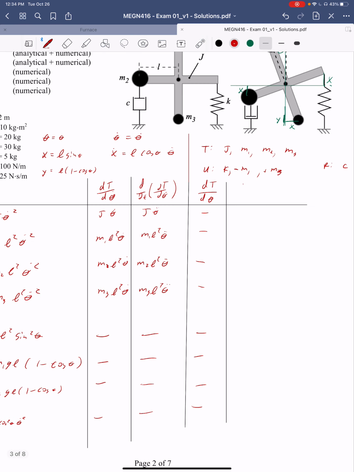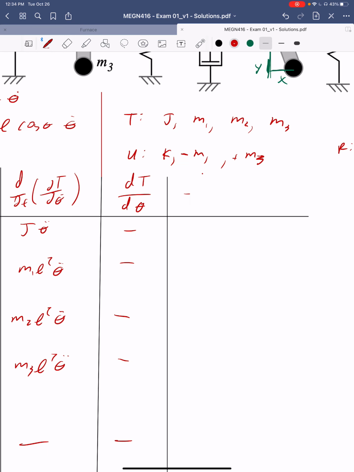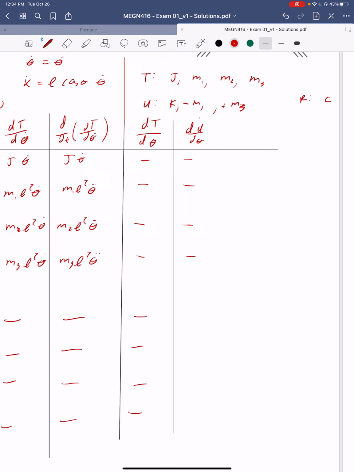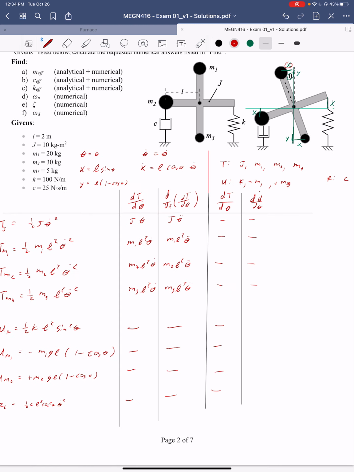Okay. Now we're going to take the derivative of energy, or not dissipative energy, just potential energy. The potential energy with respect to position. And now kinetic energy is not a potential energy, so those are zero. And then this one resolves itself to K L squared theta if you do that derivative. This next one resolves to negative M1 G L theta, positive M2 G L theta, and that's zero.